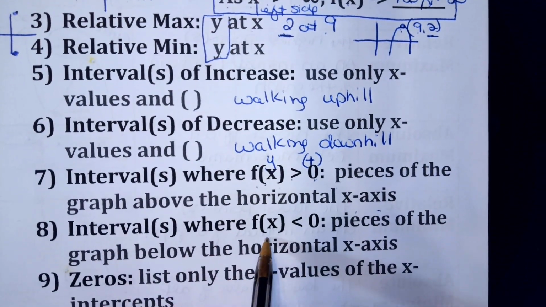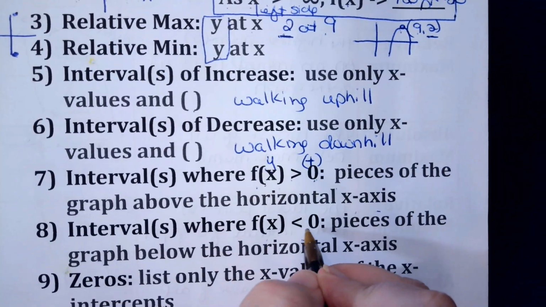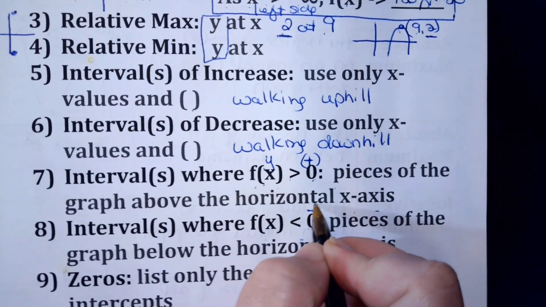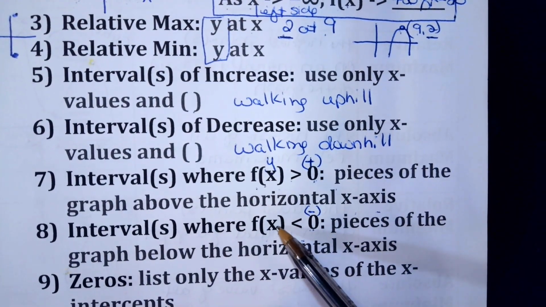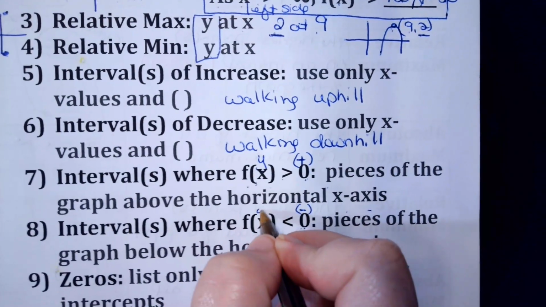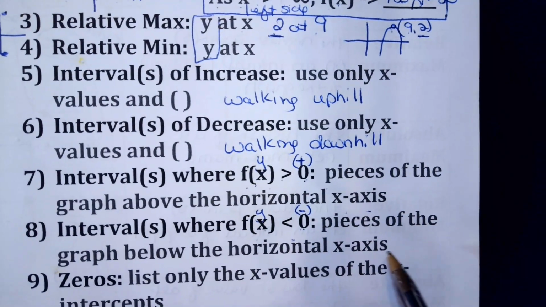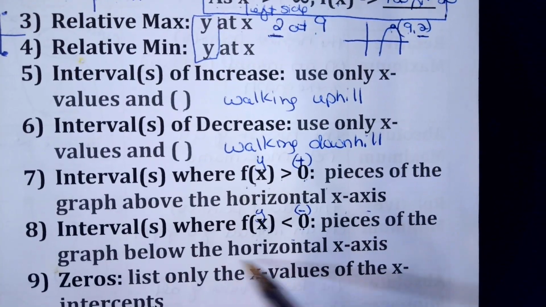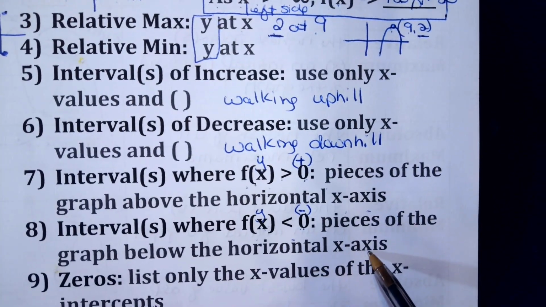Intervals where f of x is less than 0. What kind of numbers are less than 0? Well, negative numbers are less than 0. So it's asking, on what part of the graph do you have y values that are negative?